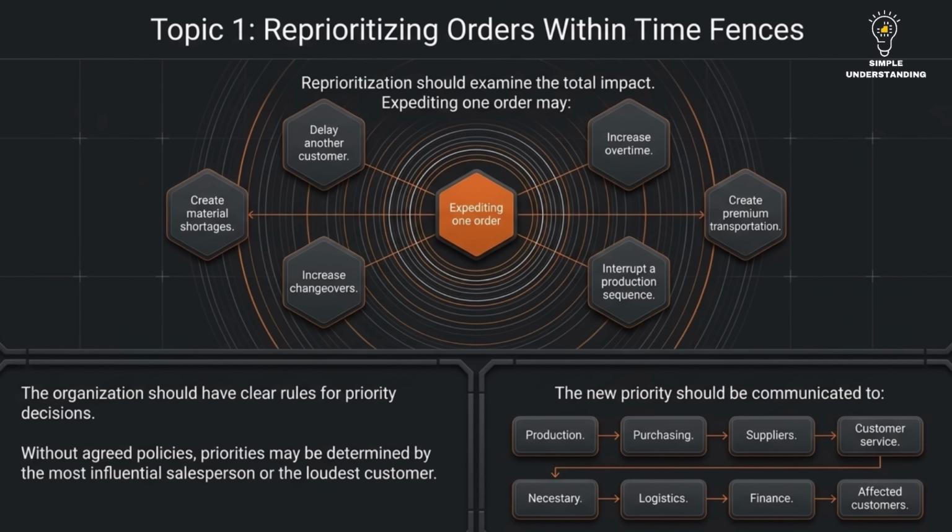The organization should have clear rules for priority decisions. Without agreed policies, priorities may be determined by the most influential salesperson or the loudest customer. The new priority should be communicated to production, purchasing, suppliers, customer service, logistics, finance, affected customers.